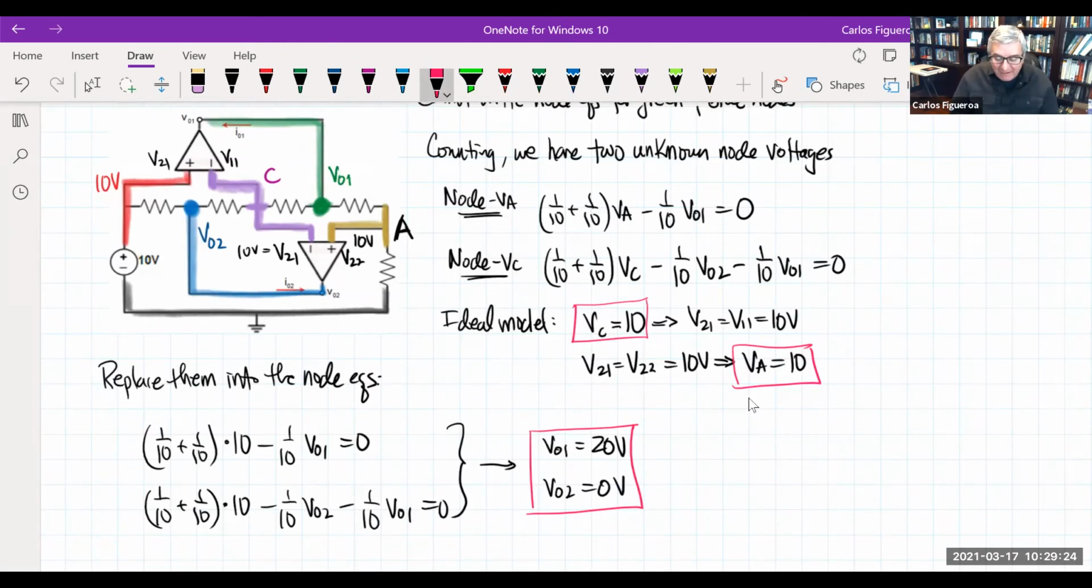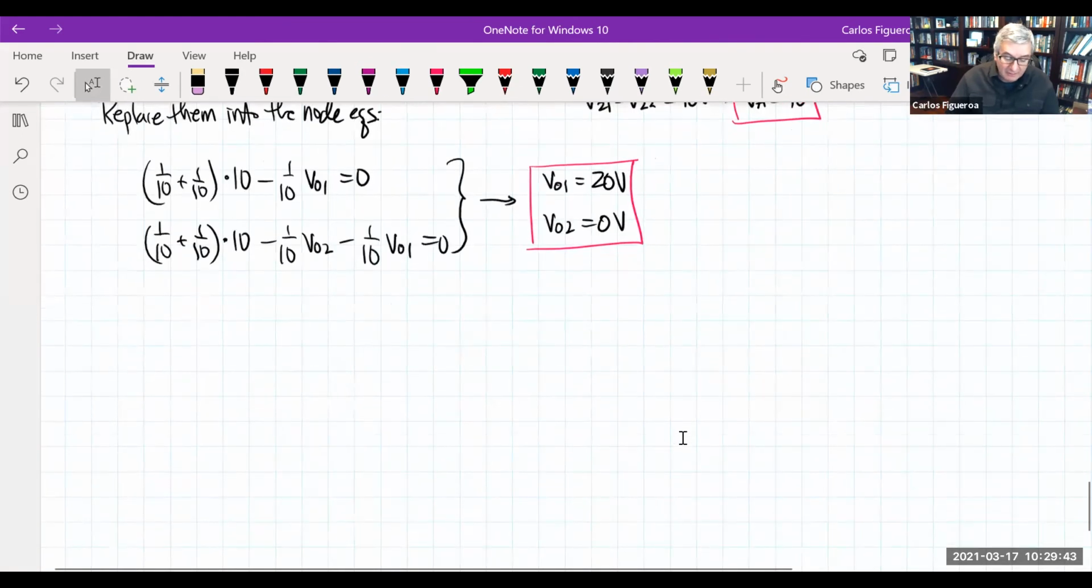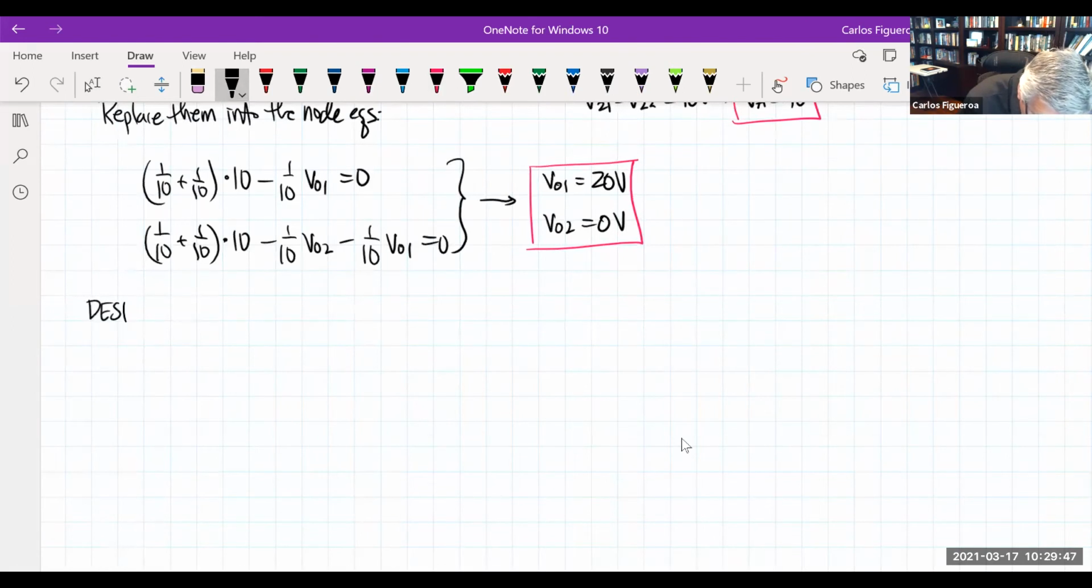So that effectively ends all of the techniques for solving op-amp problems. What we want to focus on now is what are known as design op-amps. That means you're designing what the output is supposed to look like. So this is called designing op-amp circuits.